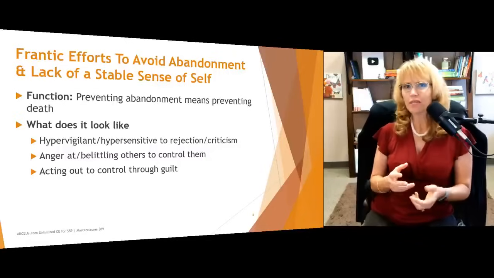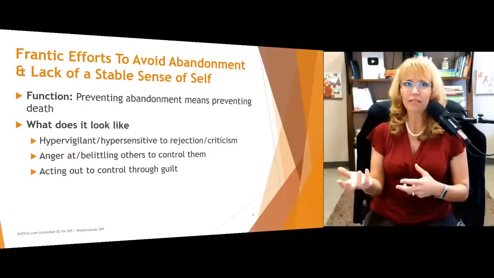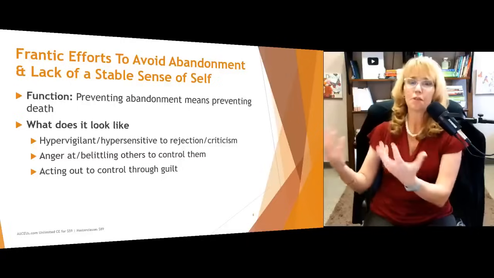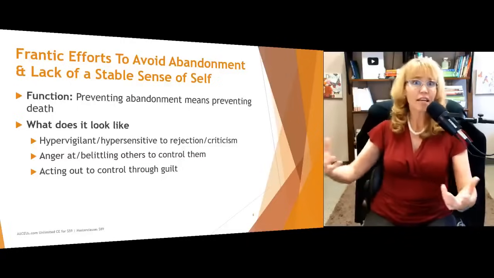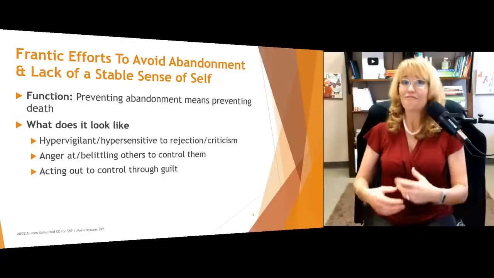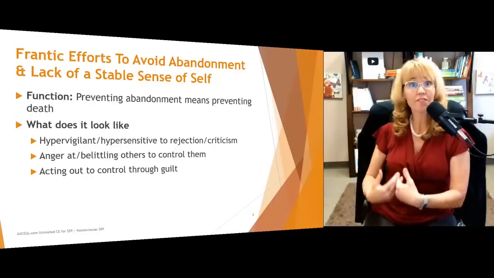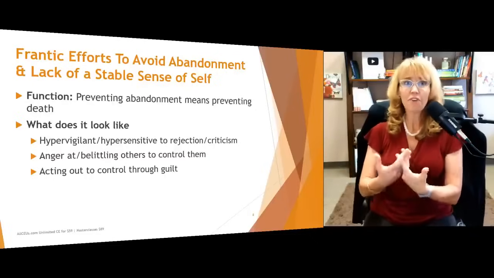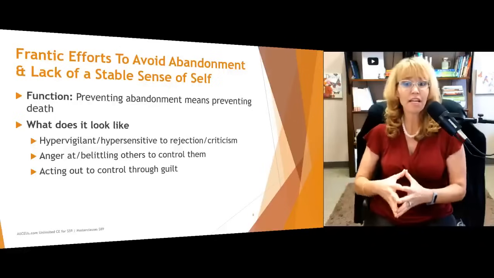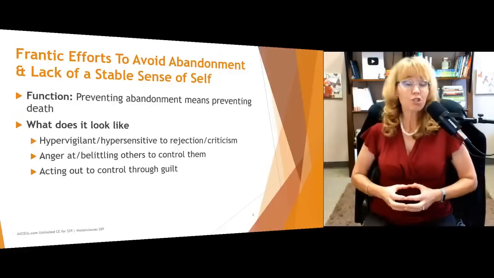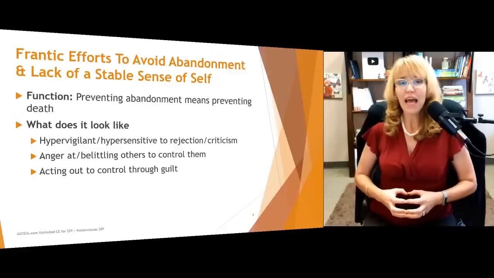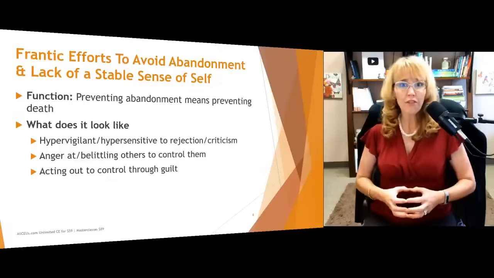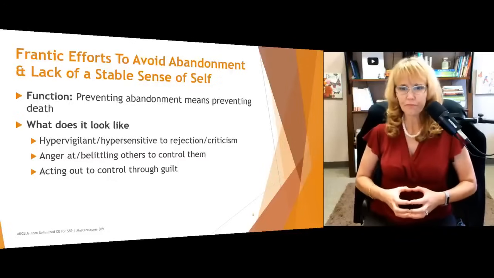Anger at or belittling others to control them. Now you may think, well, if they're trying to avoid abandonment, why aren't they fawning all over the people? Well, fawning may not have worked. Fawning was not something their caregivers did for them, and fawning over their caregivers, like I said, may not have worked. They were controlled by anger, and they may have learned to control others by anger.